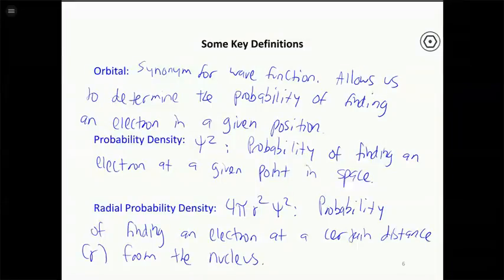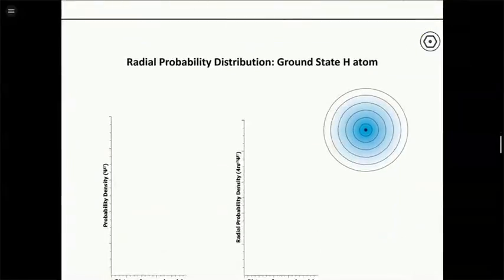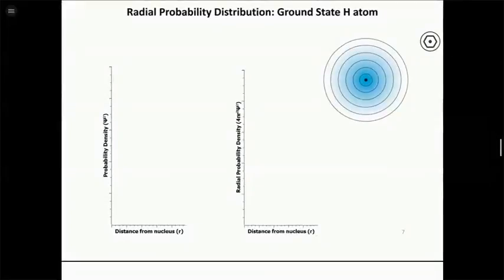Okay, so those are how we really want to interpret wave functions. We don't want to think about the mathematical details. We want to just interpret them as being probabilities that we can relate to either the absolute probability at a certain place or the radial probability. So let's look at some plots that describe the difference between radial probability and normal probability distribution.